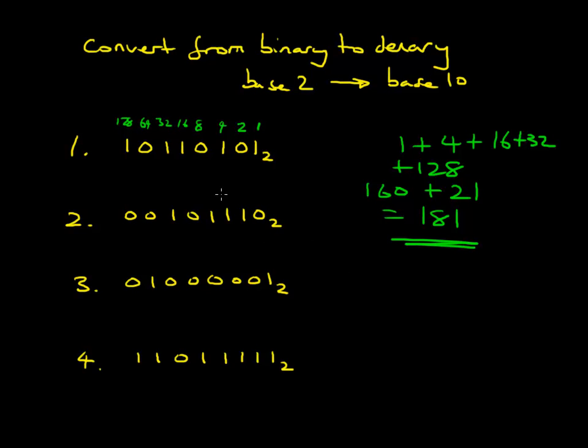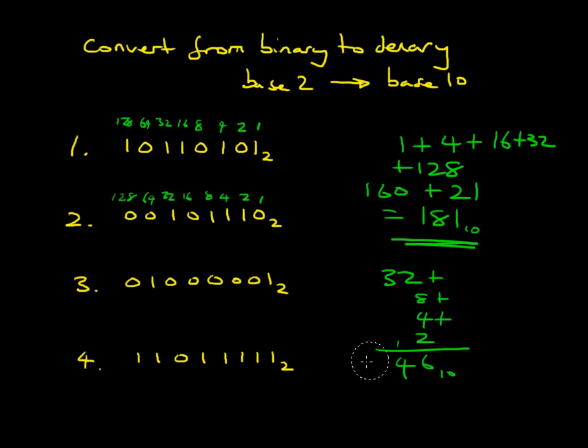The second one, number 2, again we want to label them up. So 1, 2, 4, 8, 16, 32, 64 and 128. So we've got a 32 and we've got an 8 and a 4 and a 2. So 8 plus 4 plus 2 is 14, 32 plus the 14 is 46, which is 46 in base 10. Let's just put the base 10 there. And we'll just clean some of the board up so that we can do number 3.